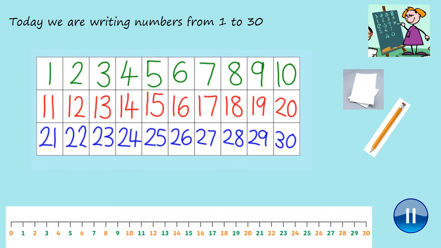Now you're going to need to pause the video while you get your pencil and paper from your home learning pack, and I'd like you to copy the numbers from 1 to 30, trying really carefully to keep the numbers facing the right direction. Off you go.